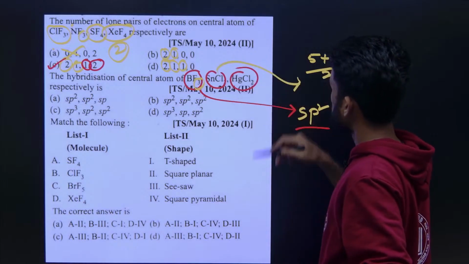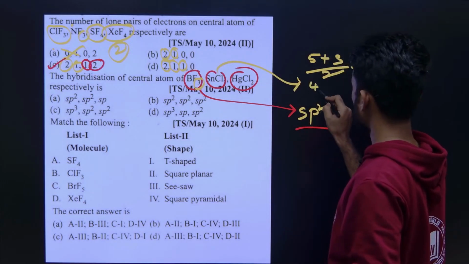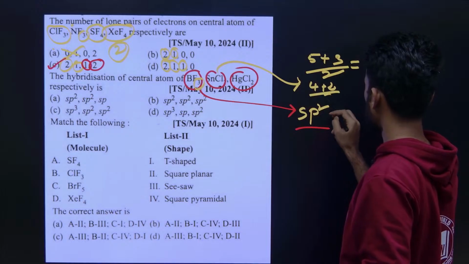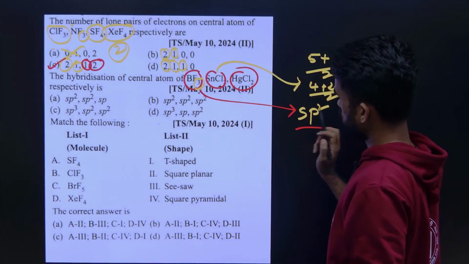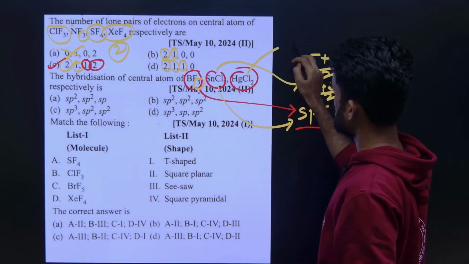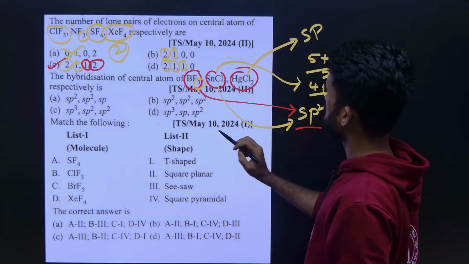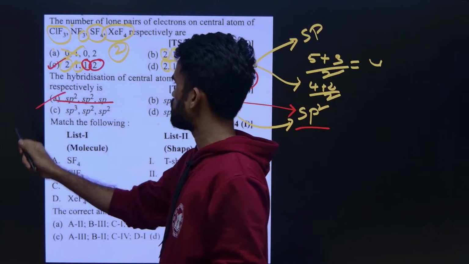SnCl2 same, 14th group, 14 plus 2 are the surrounding atoms, by 2, again sp2. This is also sp2, and HgCl2 means sp. So sp2, sp2, sp, first option will be your answer.